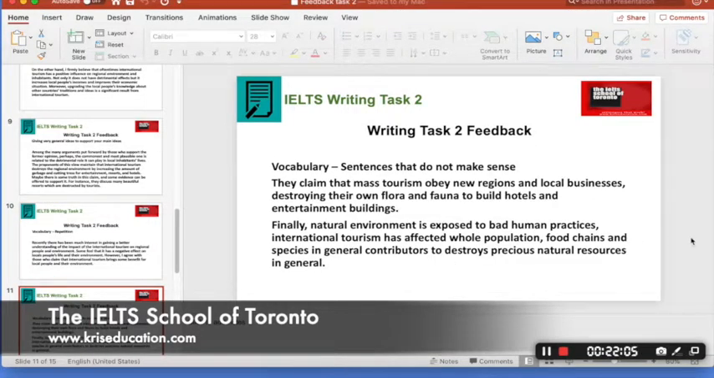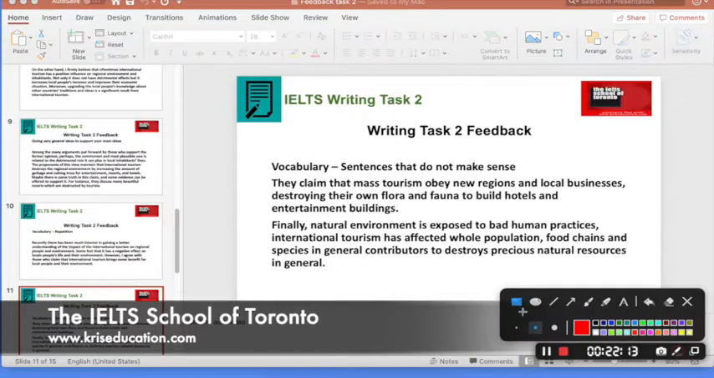You've got another vocabulary problem here. Writing sentences that do not make sense. We've got two sentences here. I do want you to read each sentence and ask yourself, what is each of these sentences saying? And what is the problem with each sentence?